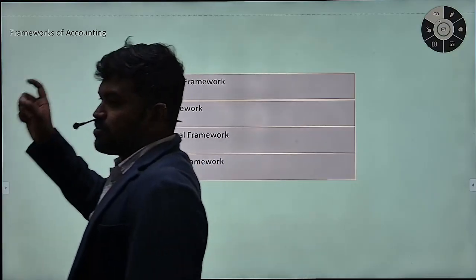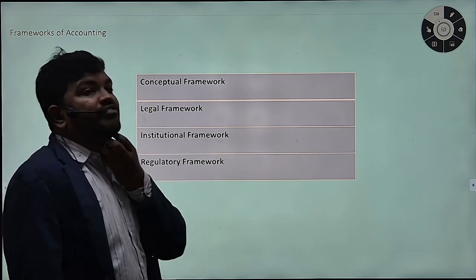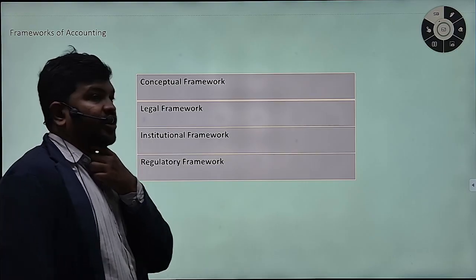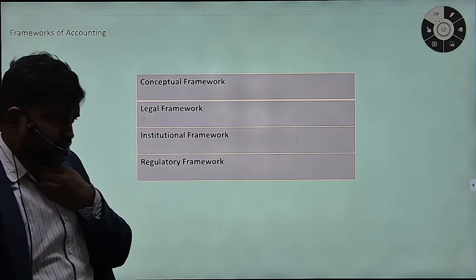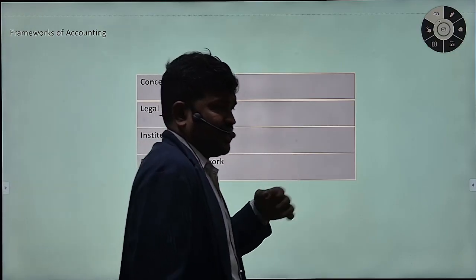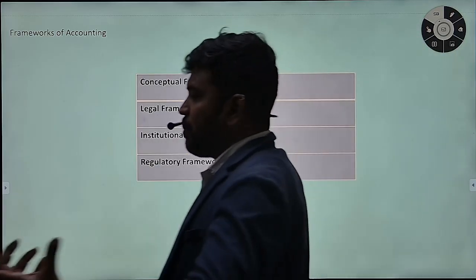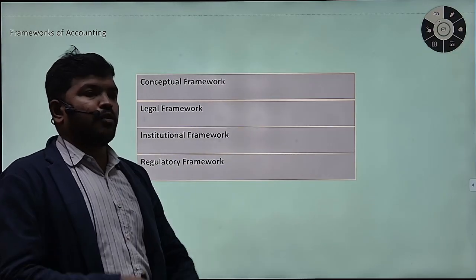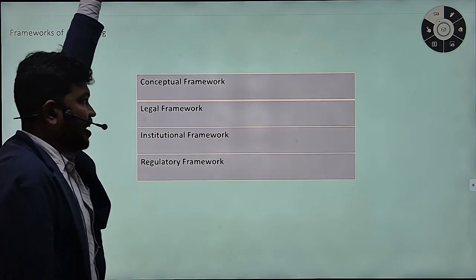Your first subsection in the first chapter: the accounting frameworks, conceptual framework, legal framework, institutional framework, regulatory framework. They can give you this in a theory question for 4 marks. I will just tell you the exact meaning of each. You can do a newspaper reading from your book. What is newspaper reading? Just once from top to bottom you have to read, then you will generally understand.